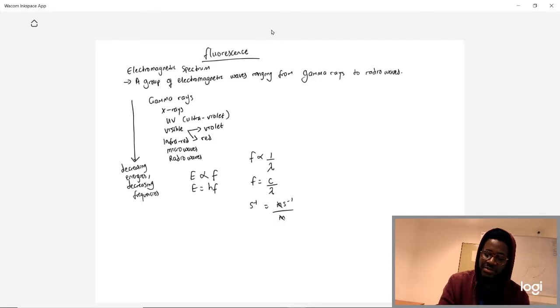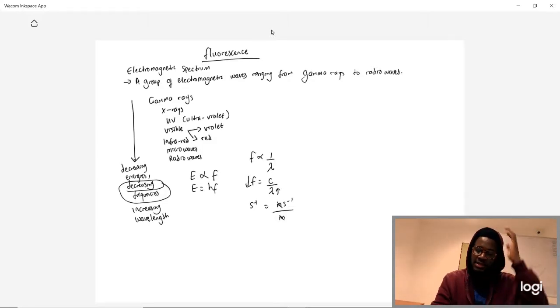Okay, so that means if your frequency is decreasing, as you're seeing here, what happens to your wavelength? Increases. So this is increasing wavelength. Okay, so that is it for the electromagnetic spectrum. We have 7 different types of waves. There's nothing else, right? Nope.